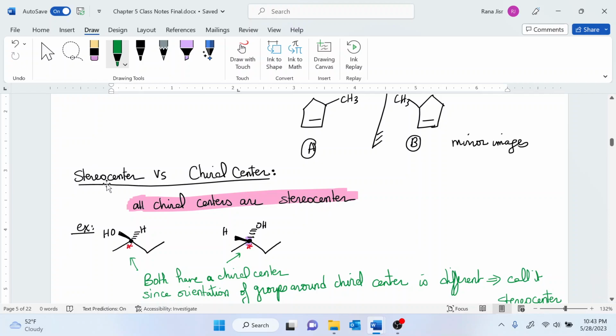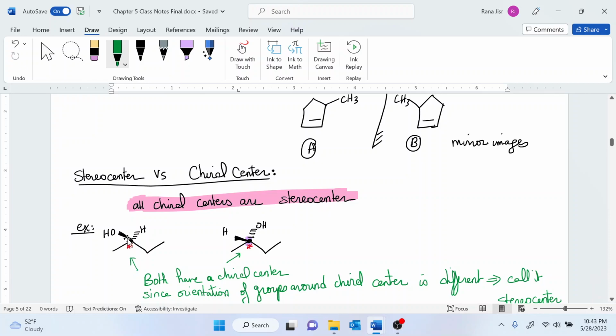Stereocenter is another term that we need to define. A stereocenter is a center that undergoes rotation. By definition, if you have a chiral center, that chiral center can undergo rotation, so we consider it to be a stereocenter at the same time. So all chiral centers are stereocenters. Take a look at this chiral center over here.